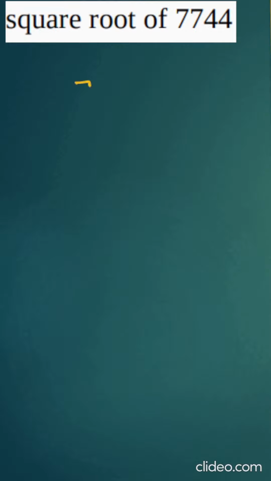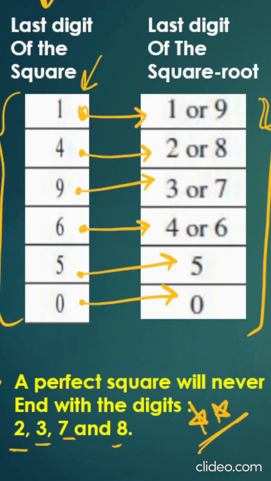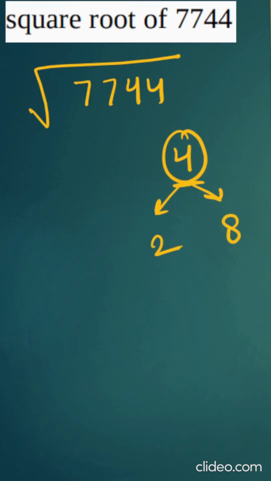Here I will teach you how you can calculate the square root of 7744 within seconds. So now you know that if the perfect square number ends with 4, we have two options for the last digit of the number. What were these? When it's 4, then we have 2 and 8. We just have to memorize these two tables only. So 2 and 8 are the options for the last digit of our answer.